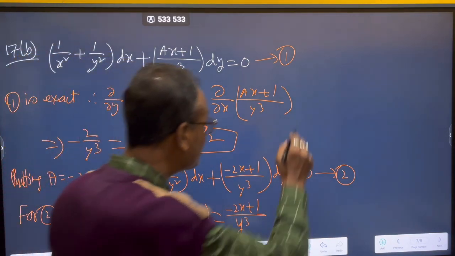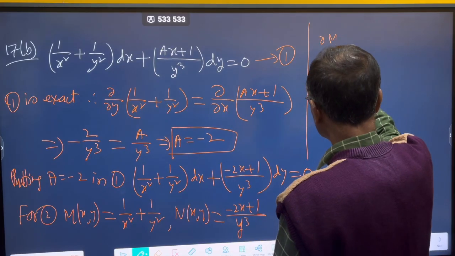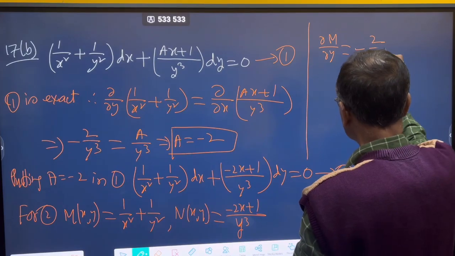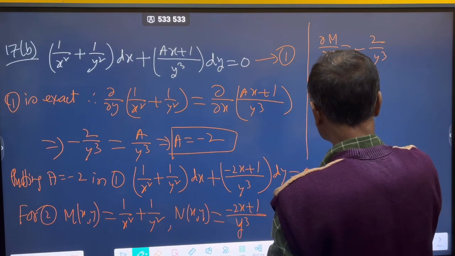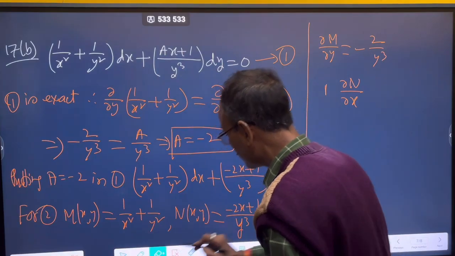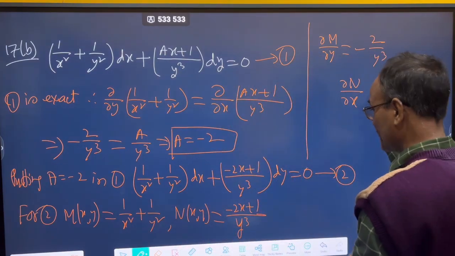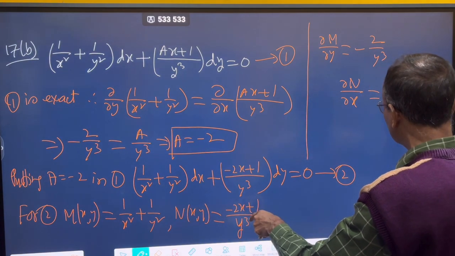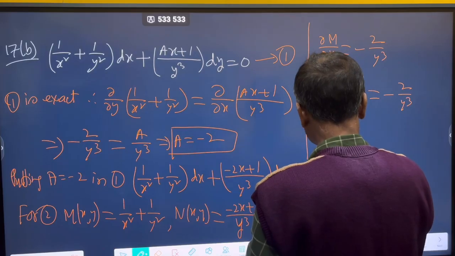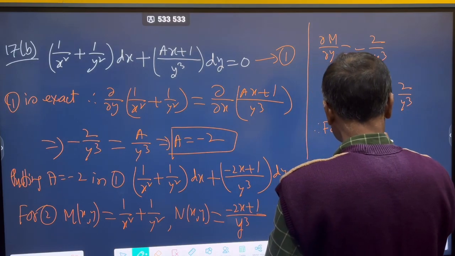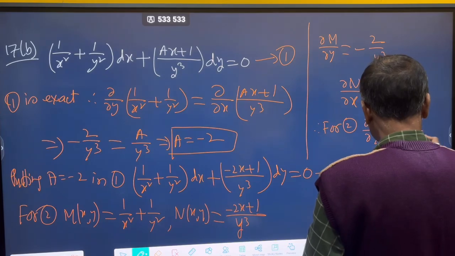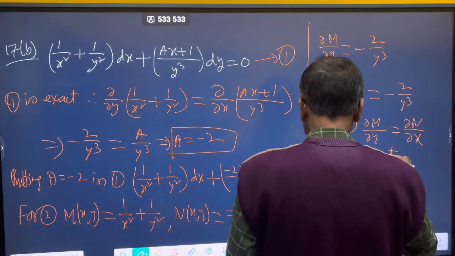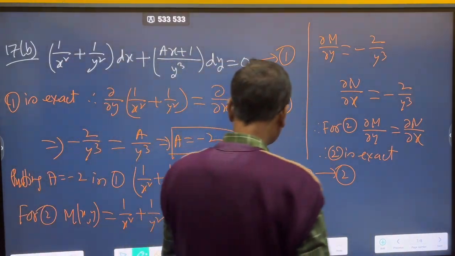Del M by del y: with respect to y, x is constant, so it is −2/y³. Del N by del x: what is del N by del x? Now y³ is constant, so it is −2/y³. Therefore, for 2, del M by del y equals del N by del x. Therefore, 2 is exact.